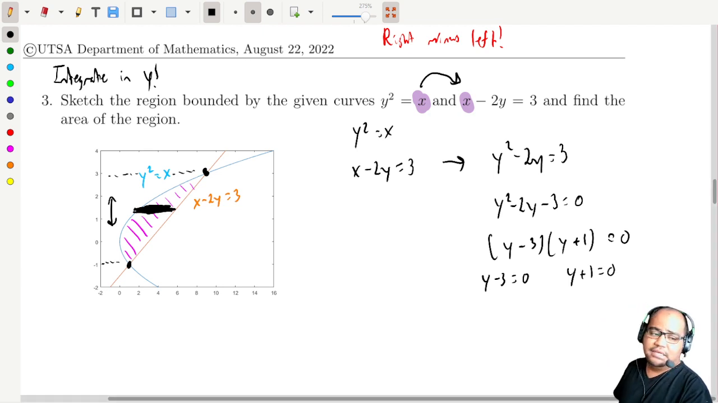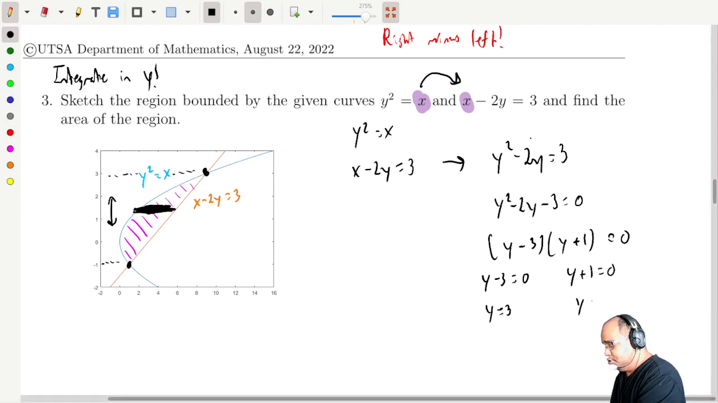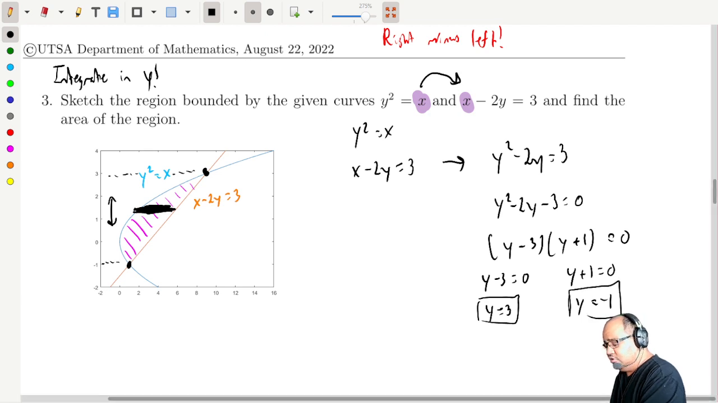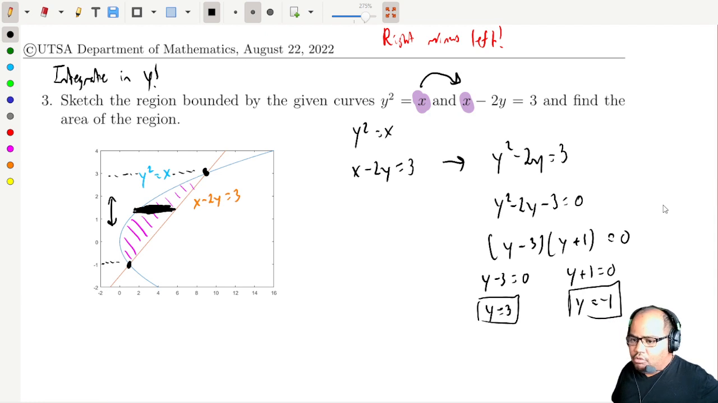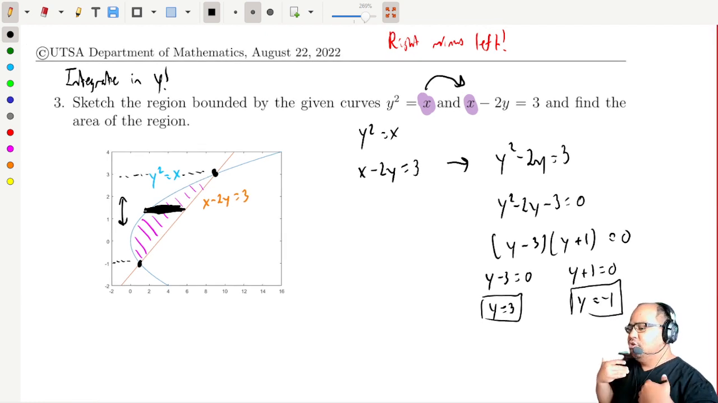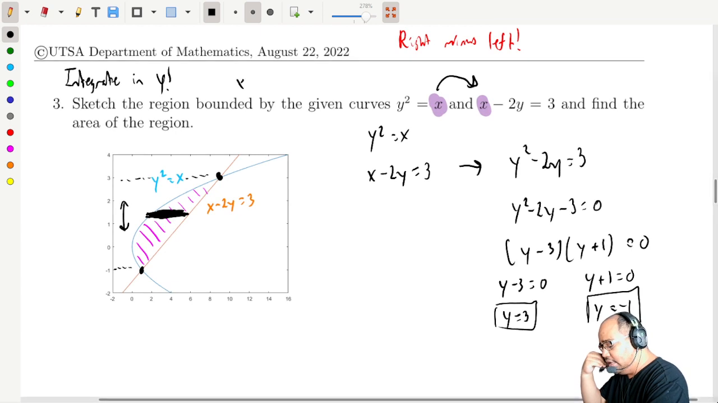Okay, and now we solve both of those two independently. y equals 3 and y equals minus 1, as seen in the picture. So those are our y values. Those are our limits of integration. And now we can go ahead and set up our integral here. But let's get everything in terms of functions of y now, okay? So we want to get everything as x equals a function of y.